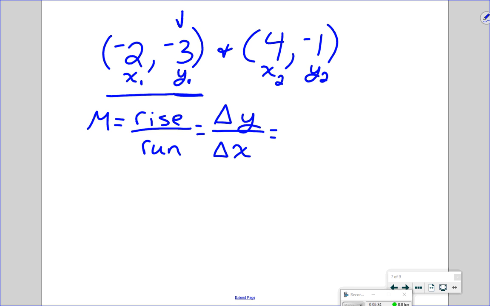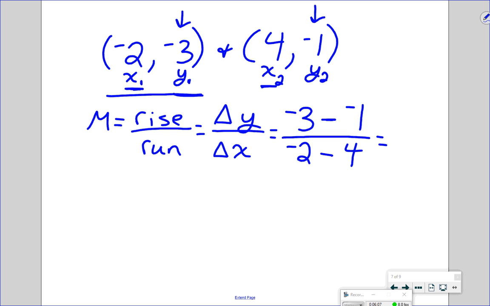I'm going to start with my first one. That would be this one, -3, difference being subtract. There's my second one, -1. So there's my difference for y's over delta x. I'm going to do the same thing. Since I started with the first y, I'm going to start with the first x, -2, and subtract the other one. Just make sure if it's negative, you keep those negative signs. So it's basically y minus y and x minus x.